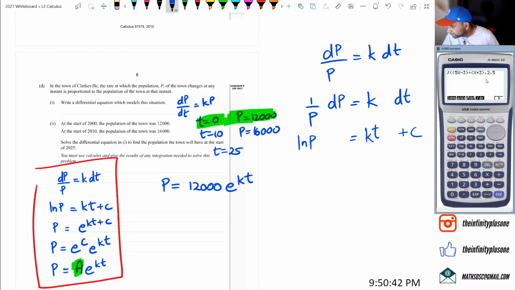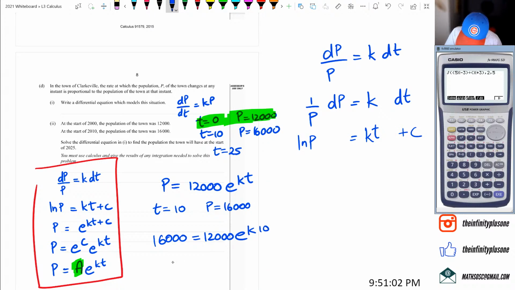Now we know that when t is equal to 10, the population is 16,000. So we're going to put that in here to figure out what our k value is. So t is equal to 10, p is equal to 16,000. So we've got 16,000 is equal to 12,000 e to the power of k times 10. So 16 divided by 12 is 4/3, so that's 4/3 equals e to the power of 10k. How did I get 4/3? Because 16,000 divided by 12,000 is 4/3.